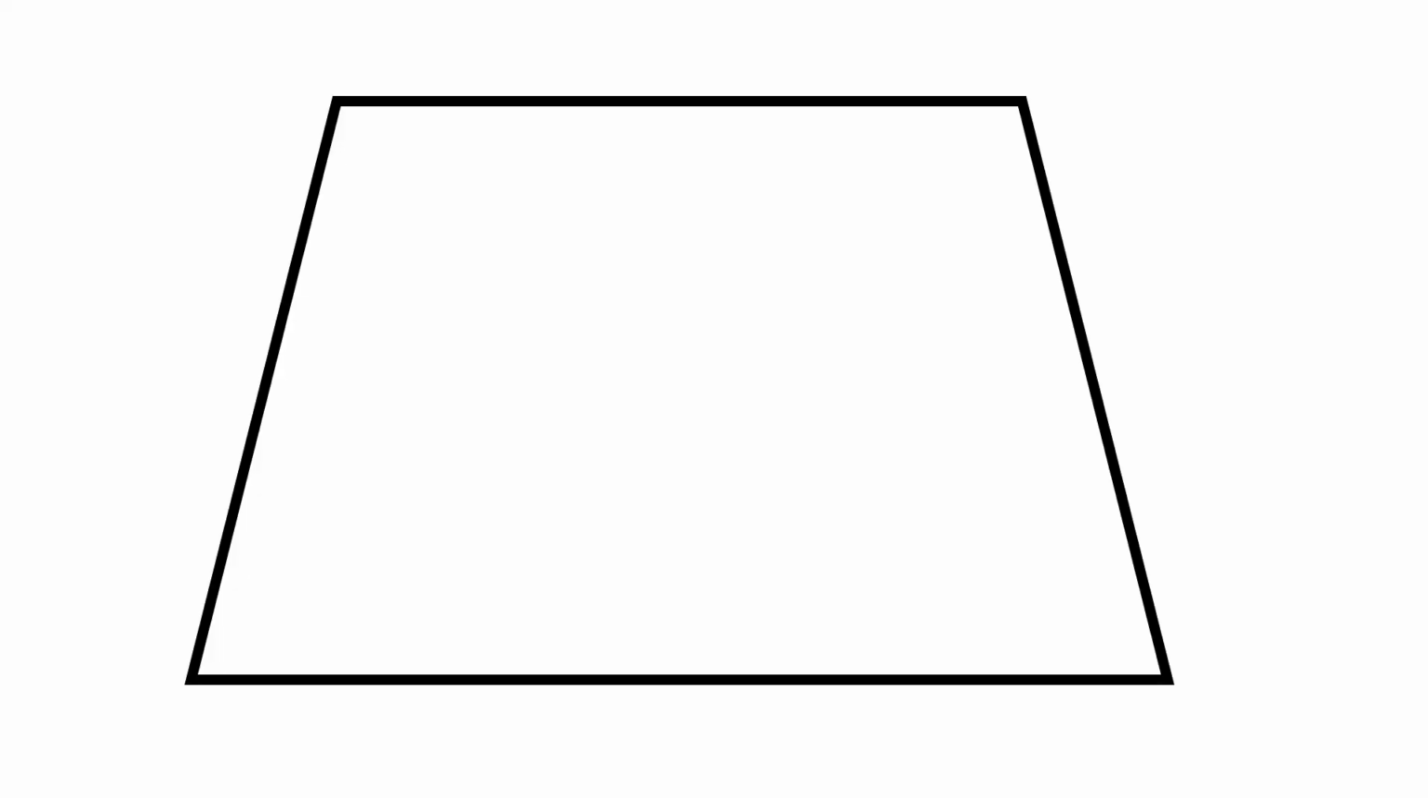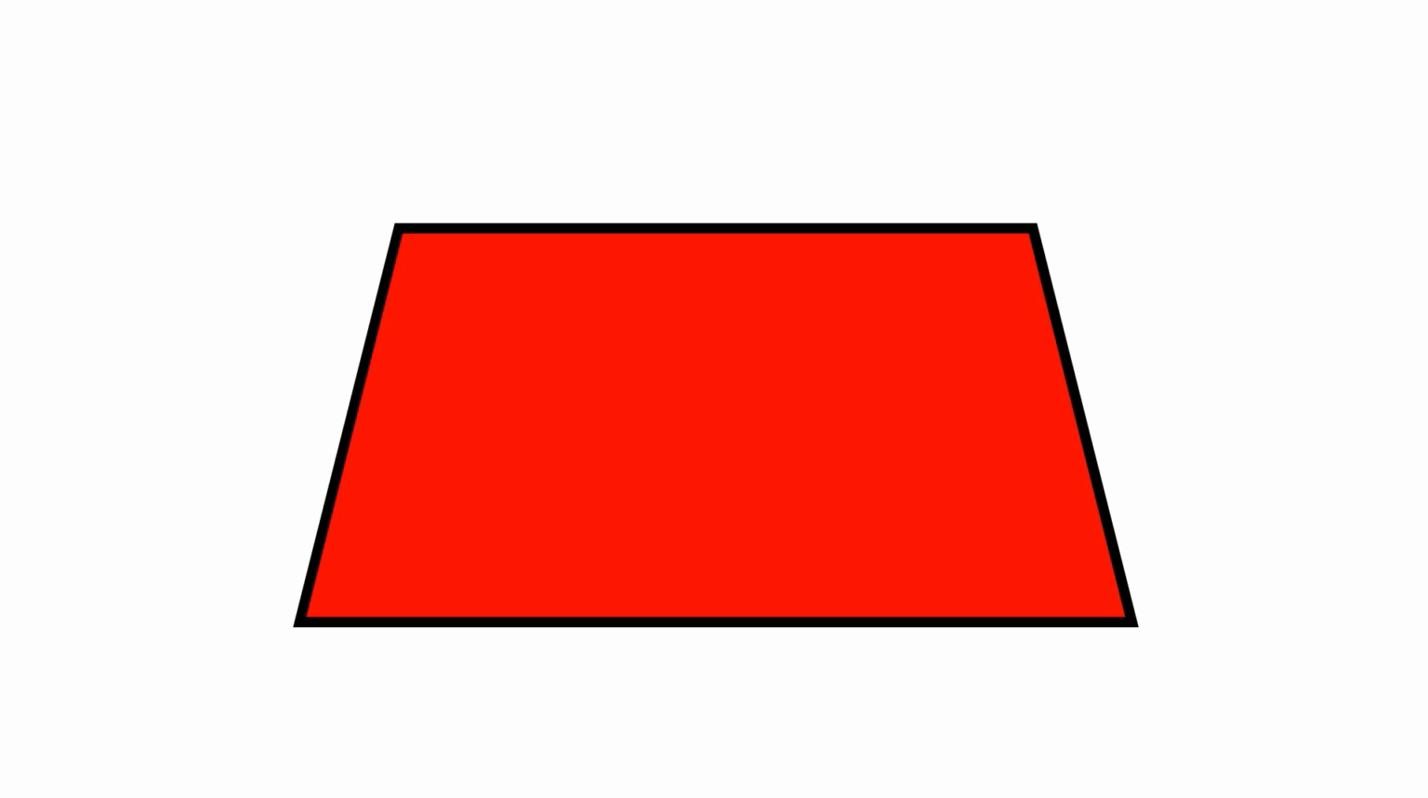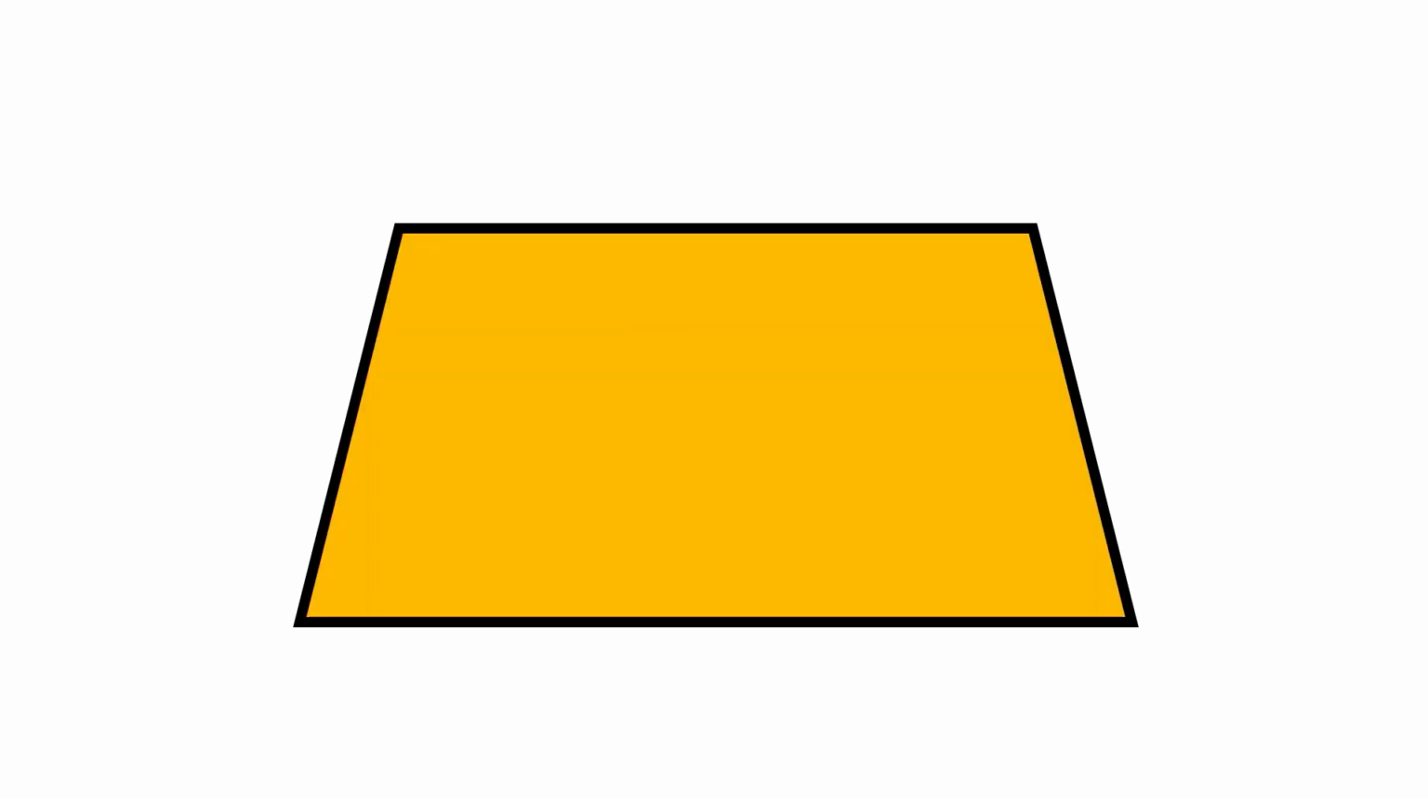A trapezoid has four sides, and two of those sides are parallel. On this trapezoid, the two glue sides are parallel. Now let's count the sides of the trapezoid. 1, 2, 3, 4. Big trapezoid, small trapezoid, red trapezoid, orange trapezoid, yellow trapezoid, green trapezoid, blue trapezoid, purple trapezoid, the trapezoid.